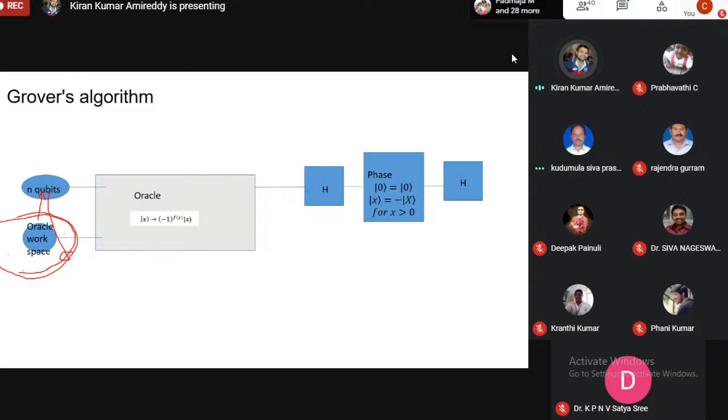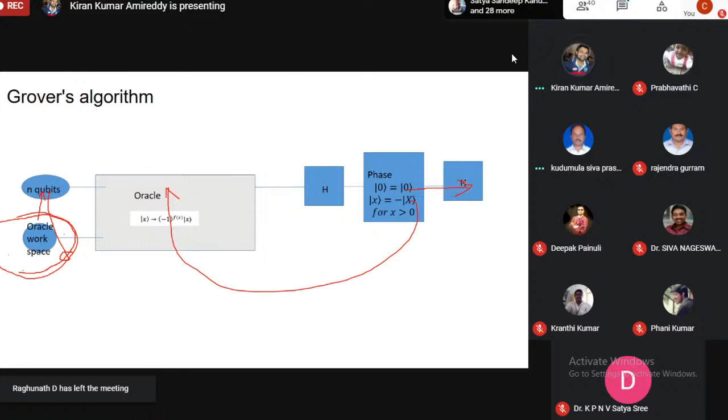It is just like a comparison: if 0 matches 0, then it will stop here. If it is greater than, it will reverse the sign and continue the loop. In this way it will compare. If it matches, we can print that is our value. Then that is our Hadamard operation again.